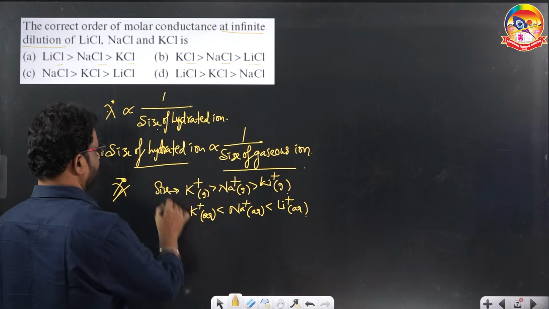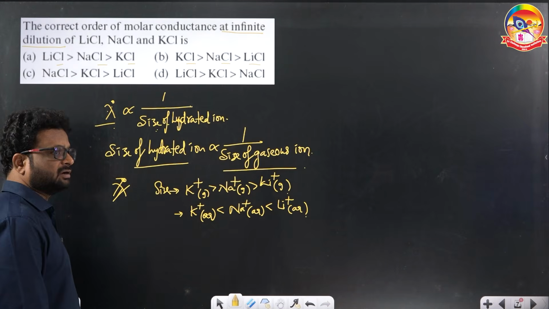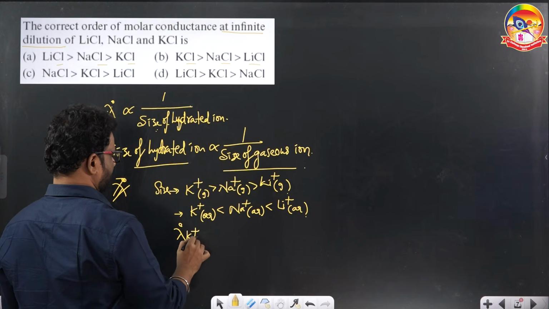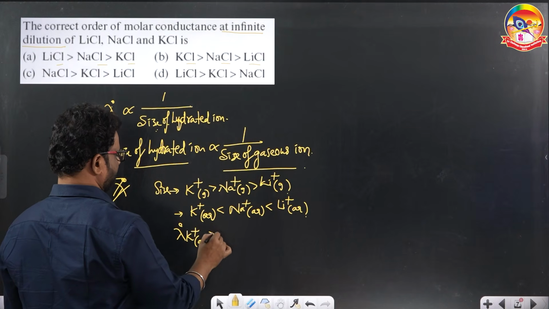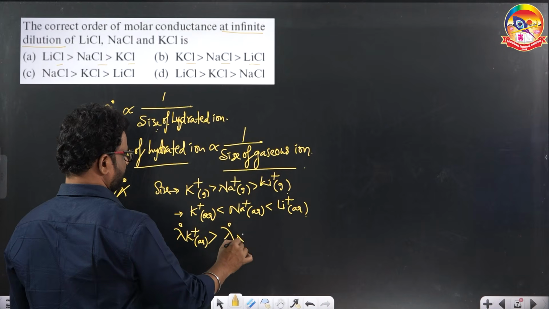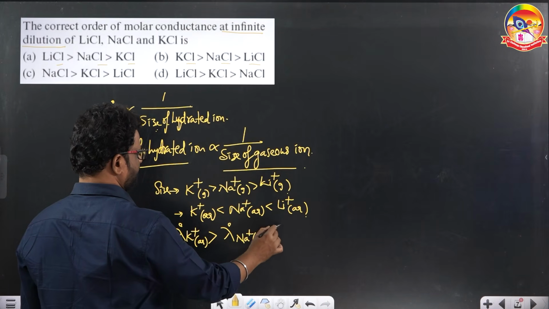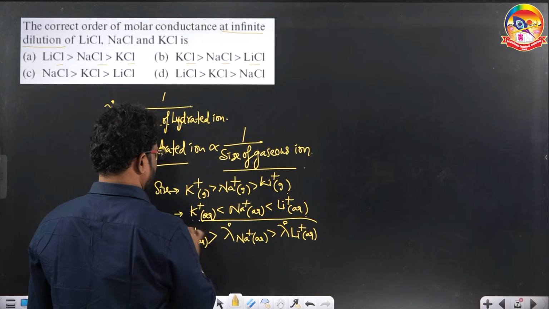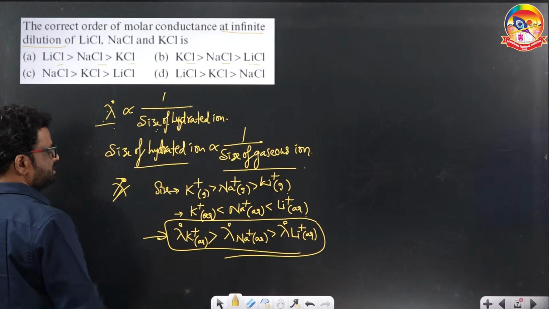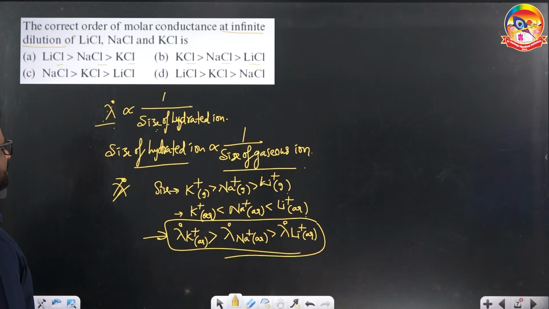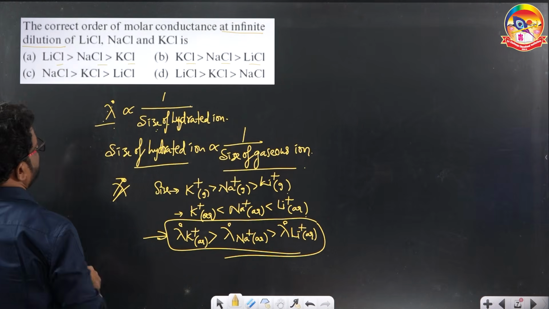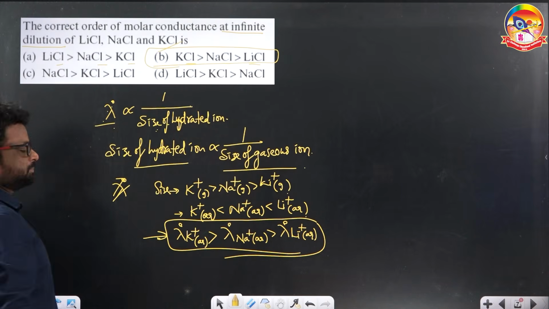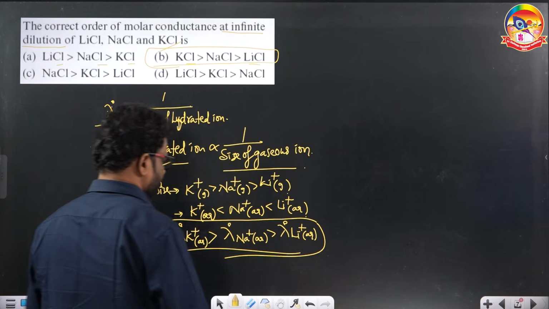That means the conductance will be in the opposite order. Conductance is inversely proportional to the size of the hydrated ion. So lambda naught of K plus aqueous is greater than lambda naught of Na plus aqueous, which is greater than lambda naught of Li plus aqueous. So this is the order of ionic conductances. That means at infinite dilution, the molar conductances of these compounds will follow the order KCl greater than NaCl greater than LiCl. So this is the order. This is a theory question related to that.